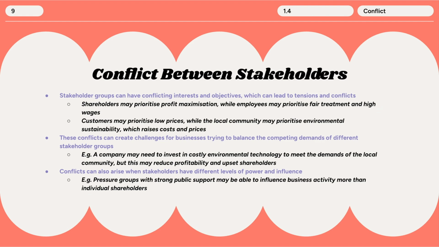These conflicts can create challenges for businesses trying to balance the competing demands of different stakeholder groups. For example, a company may need to invest in costly environmental technology to meet the demands of the local community, but this might reduce their profitability, and this might upset shareholders, because shareholders expect the business to be highly profitable so that they can get high returns on their initial investments.